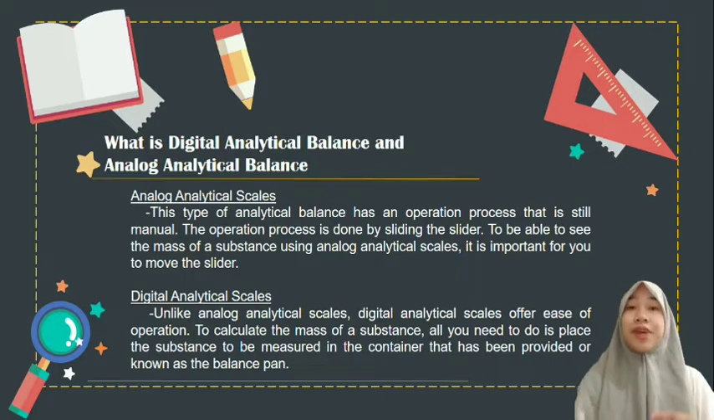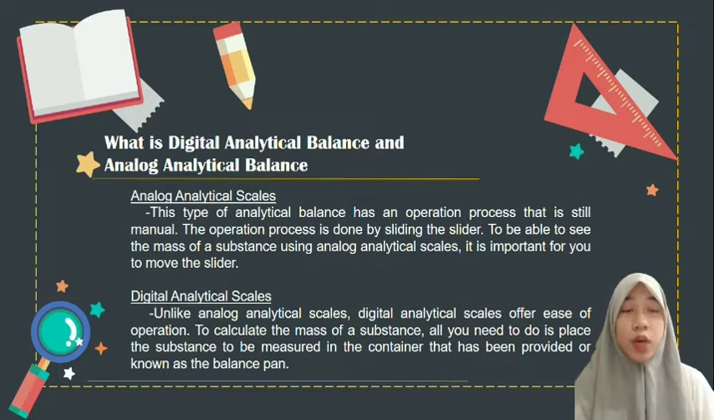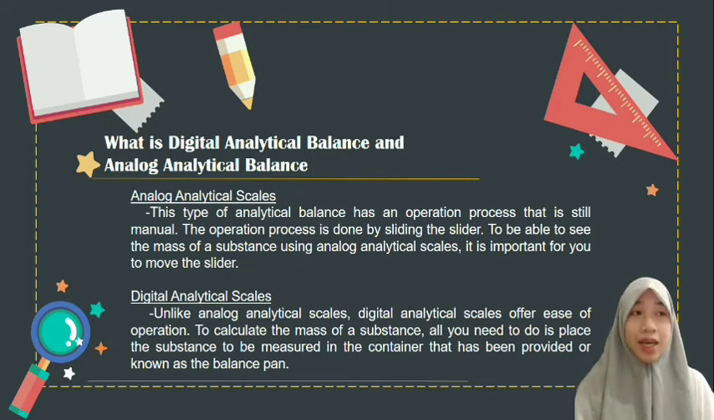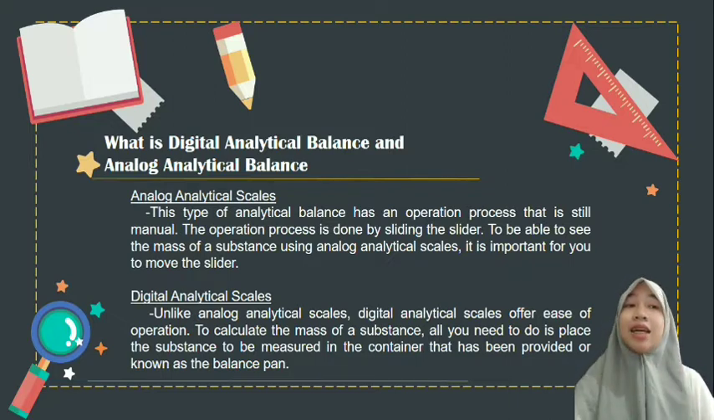What is a digital analytical balance and what is an analog analytical balance? Let's differentiate the two types of analytical balance. The first one is the analog analytical scales. This type of analytical balance has an operation process that is still manual. The operation is done by sliding the slider to be able to see the mass of a substance. Using analog analytical scales, it is important for you to move the slider.